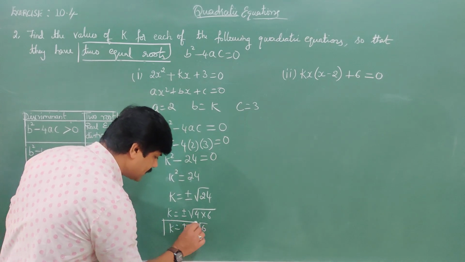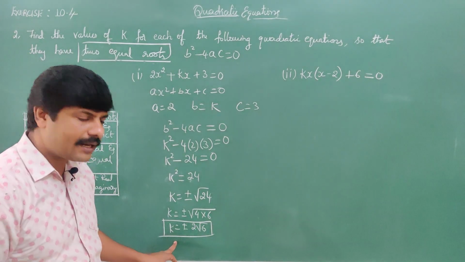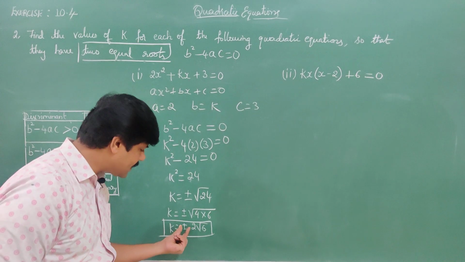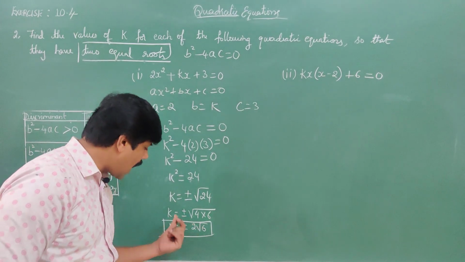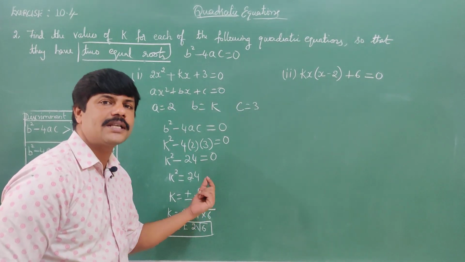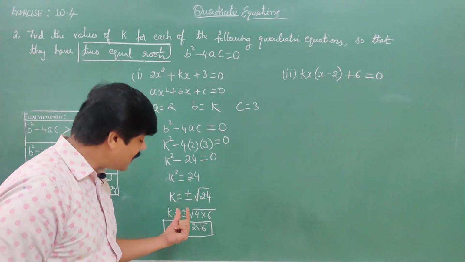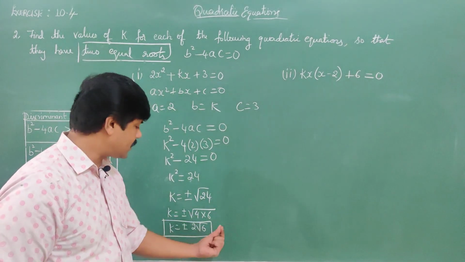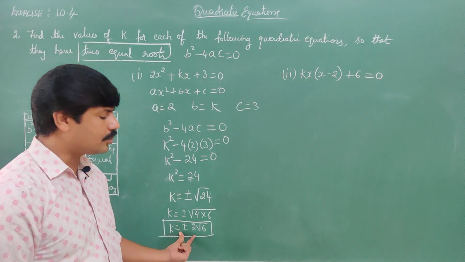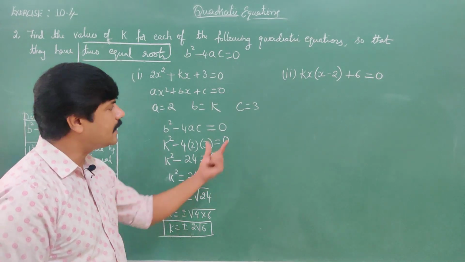So you write this. What is the value of k here? k is equal to plus 2 root 6 or minus 2 root 6, or k is equal to plus or minus 2 root 6. This is the value of k. Understand? Now we'll see this here.